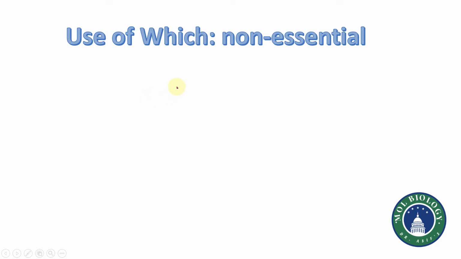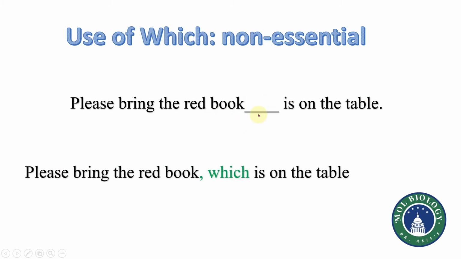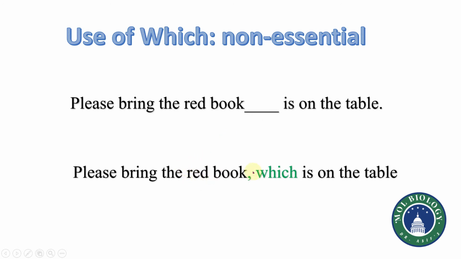In the next example we can see the use of "which". Usually "which" is used where the previous sentence's information is non-essential. Like in this example, please bring the red book. It is already mentioned, so we can use "which is on the table" or "that is on the table". Here is the answer: please bring the red book, which is on the table. Even though the first part is complete, when we are using "which", we must place a comma here.